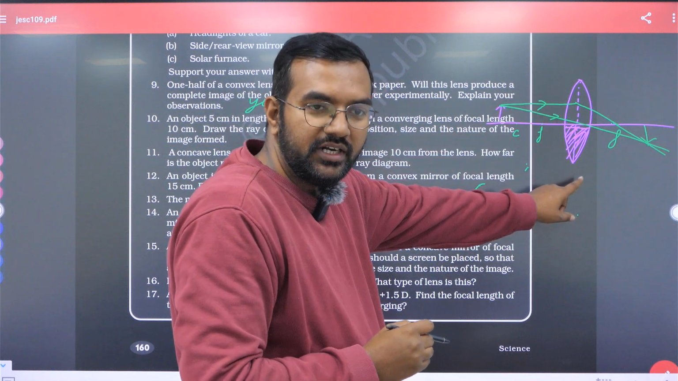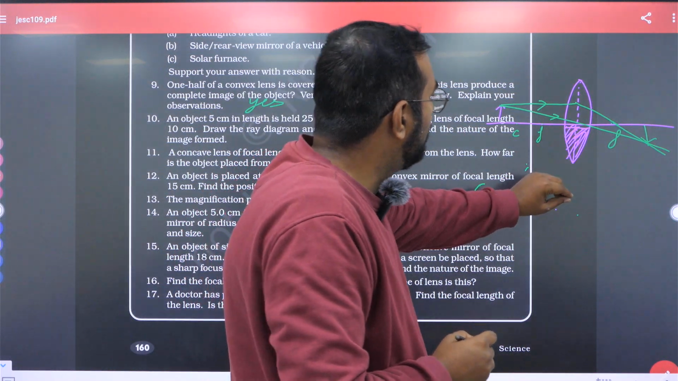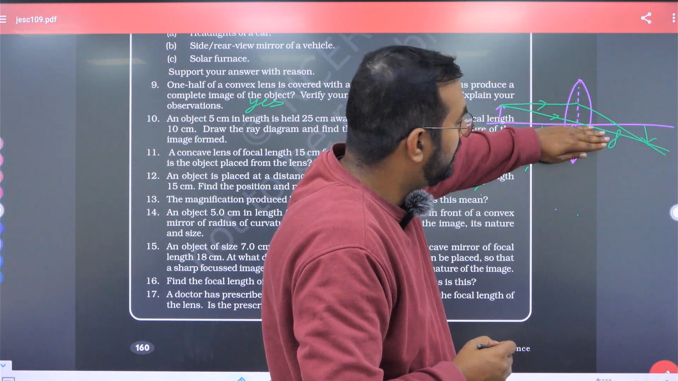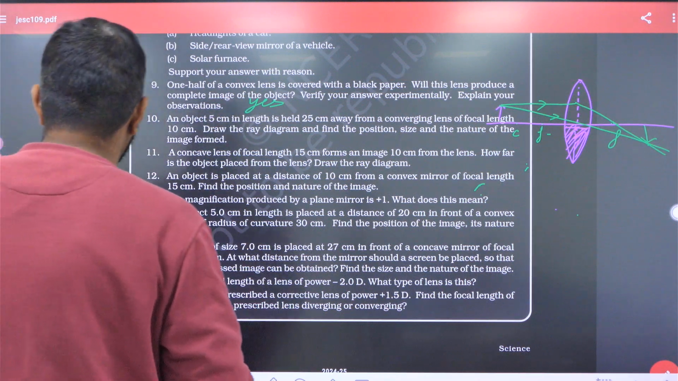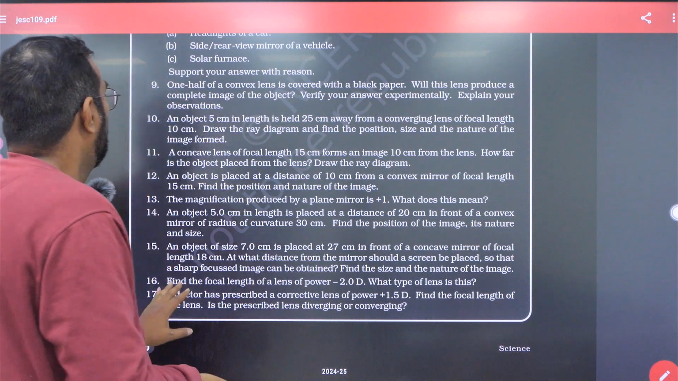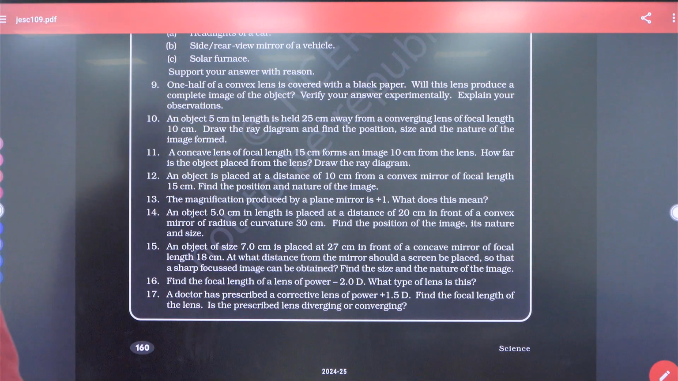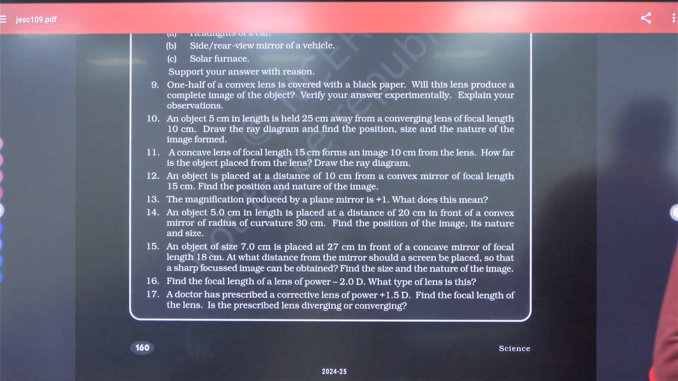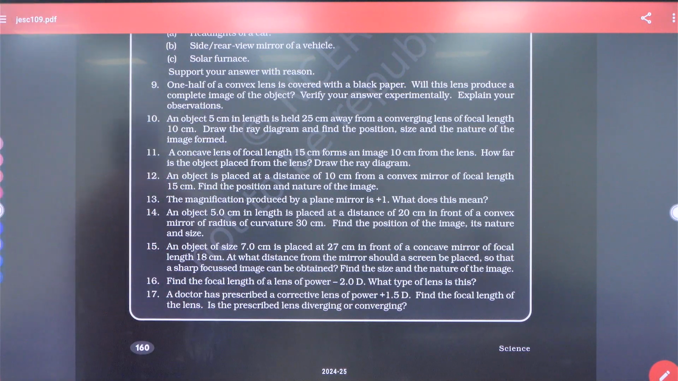Verify your answer experimentally. You will draw the ray diagram like this. I have drawn for one case. You will draw two cases. In the first case, this will be the cover. In the second. Better, the next part we will discuss in the next class, okay?